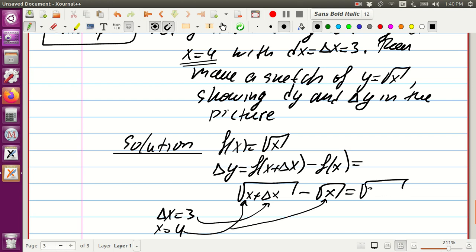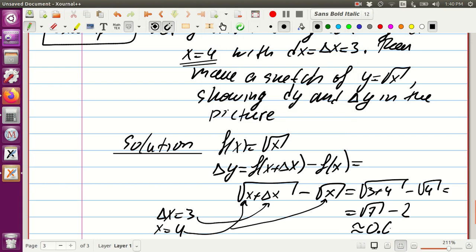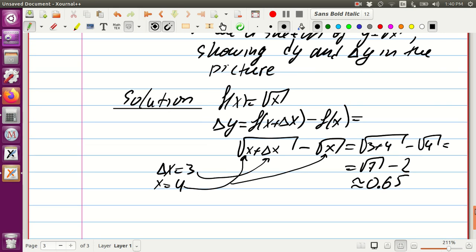So we're going to get the square root of 3 plus 4 minus the square root of 4. So we have the square root of 7 minus the square root of 4, which is 2. So we can write 2 over here. The only thing we need is to calculate the square root of 7, and then subtract 2. So we're going to get 0.645, so I'll round it off to 0.65. So we calculated this quantity, and this way we found delta y.